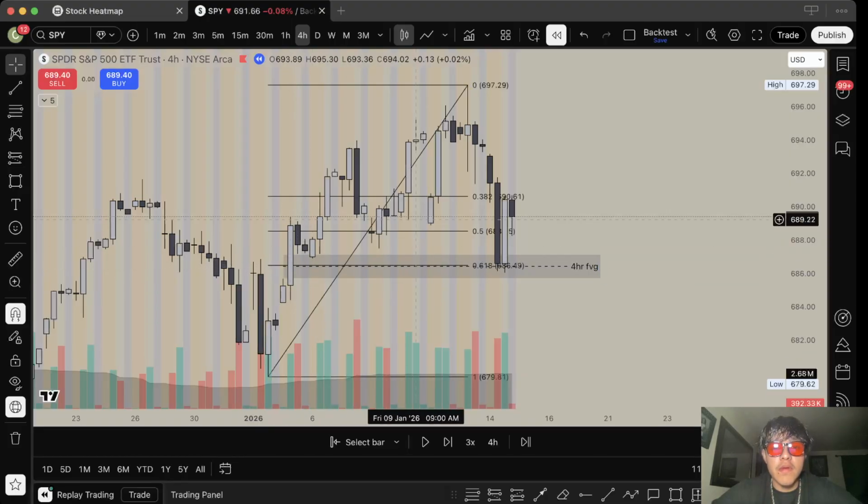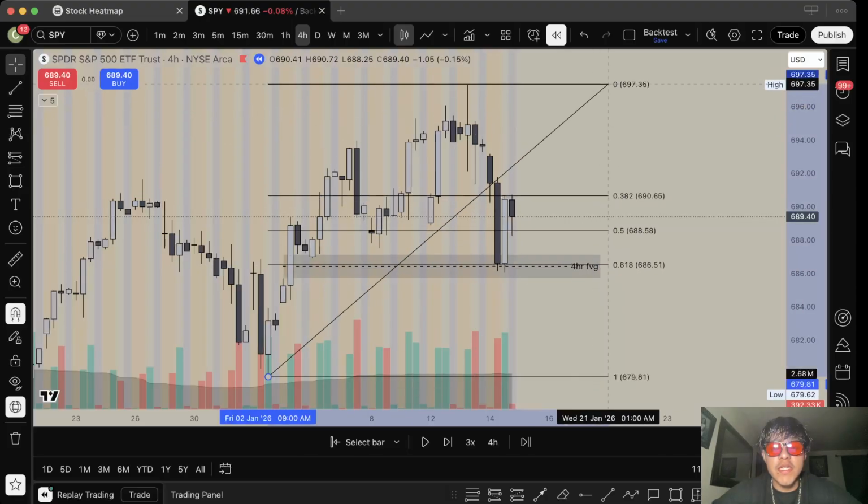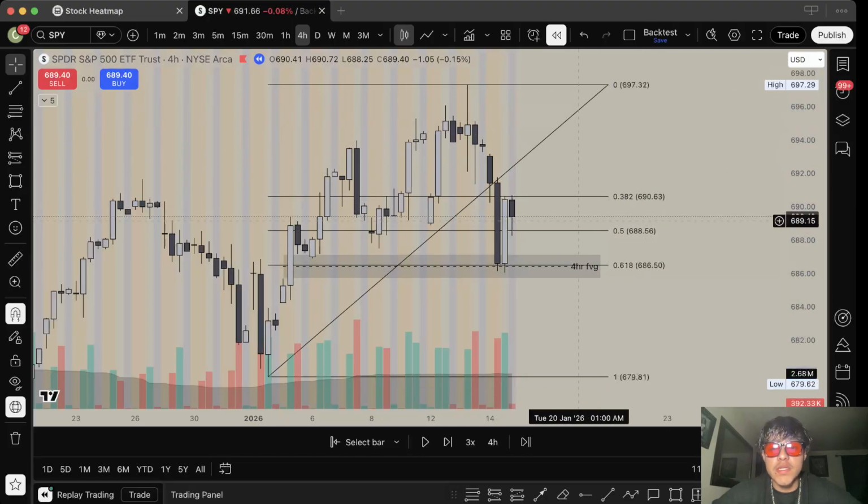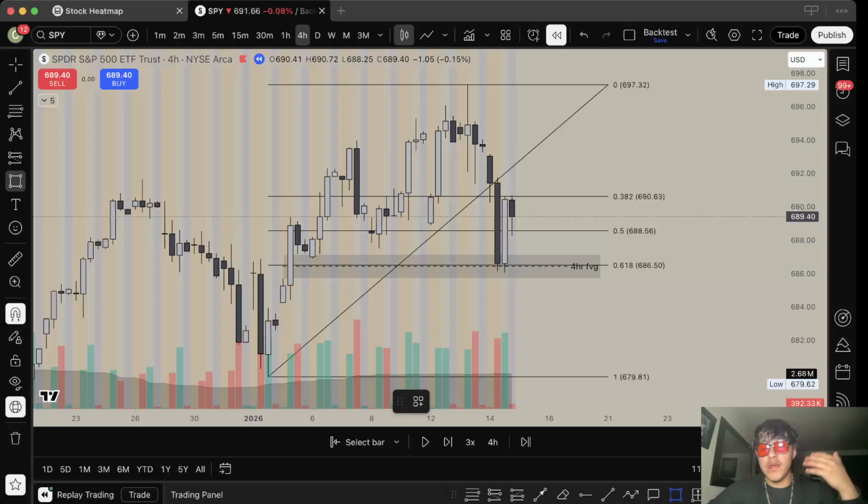So here we have the fib from the bottom of the move to the top of the move. We have these levels here, the 0.382, 0.5, and the 0.618. Those are basically areas of interest where price could react off of. In this case, we have this 4 hour fair value gap that falls in line with the 0.618, which is just extra confluence that there are likely people who want to buy there whose orders never got filled.